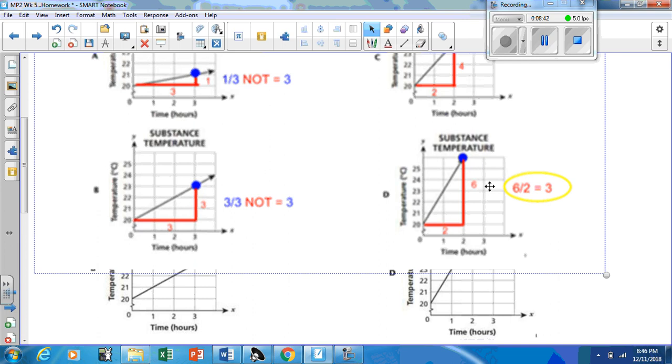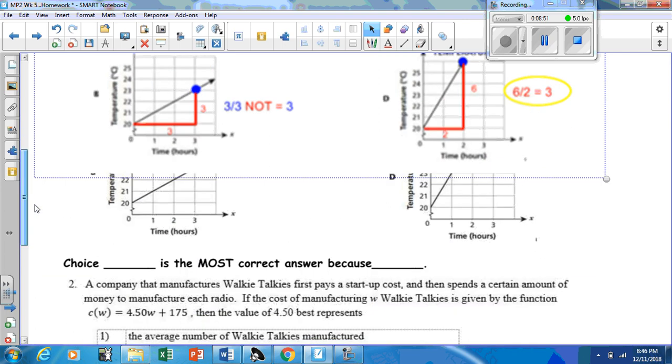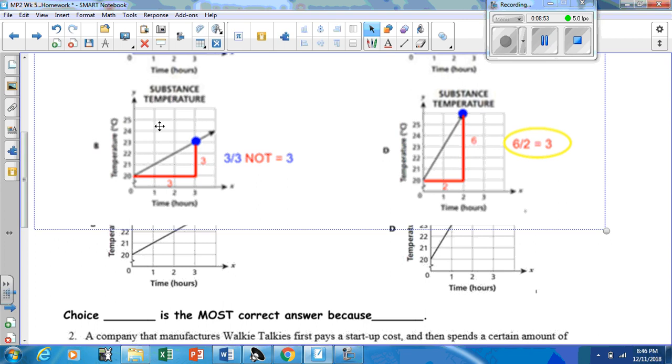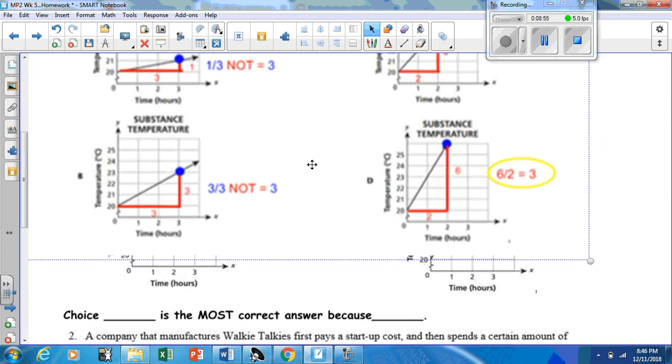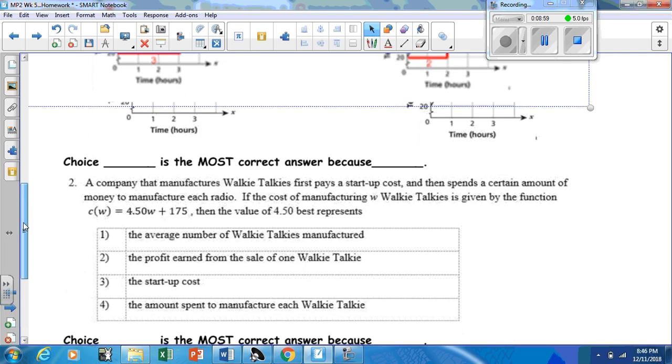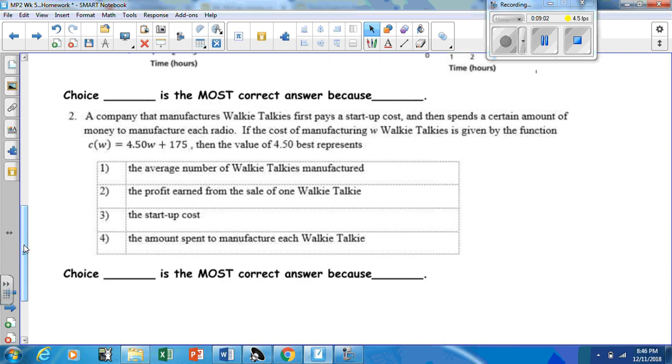Let's take a moment and look at the last one. A company that manufactures walkie-talkies first pays a startup cost and spends a certain amount of money to manufacture each radio. If the cost of manufacturing a walkie-talkie is given by the function C of W equals 4.5W plus 175, what does the 4.5 represent?